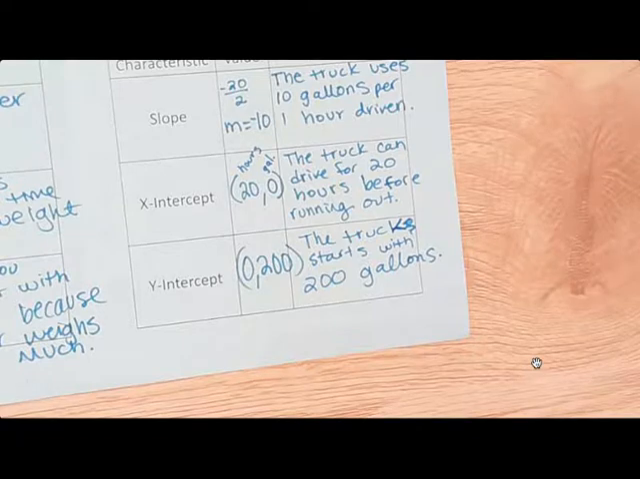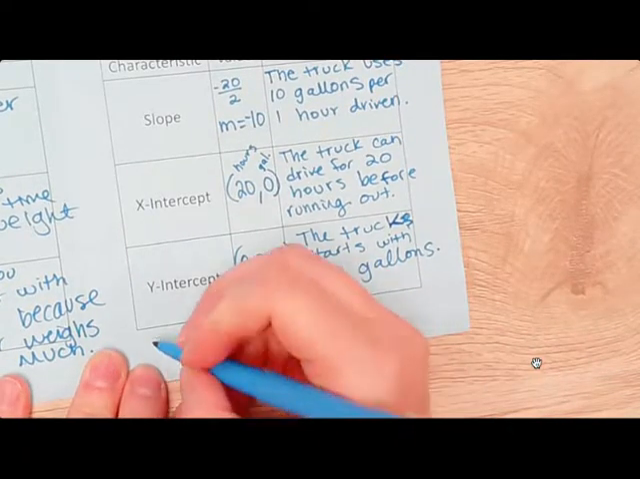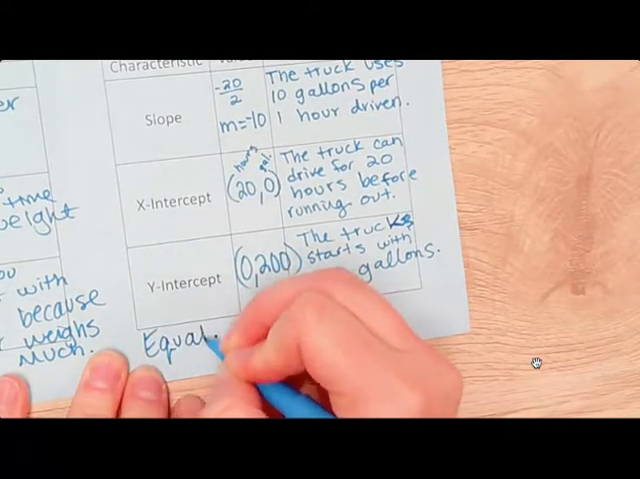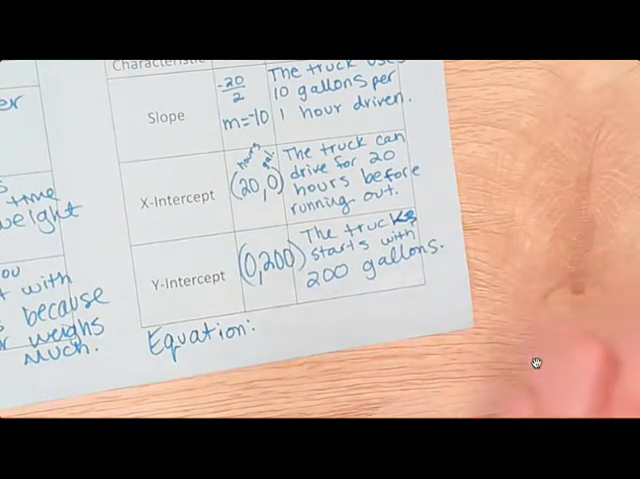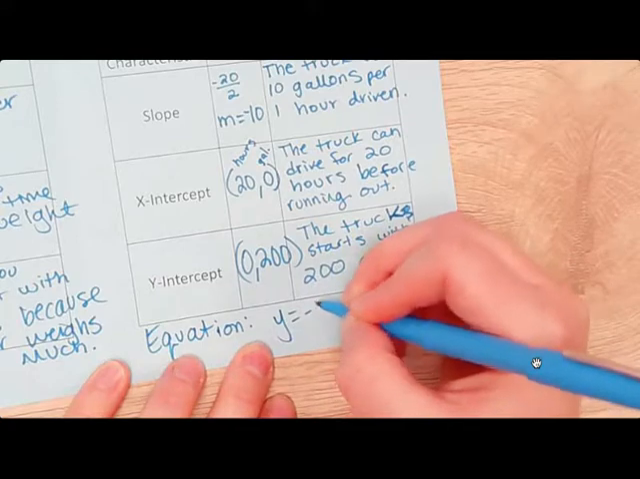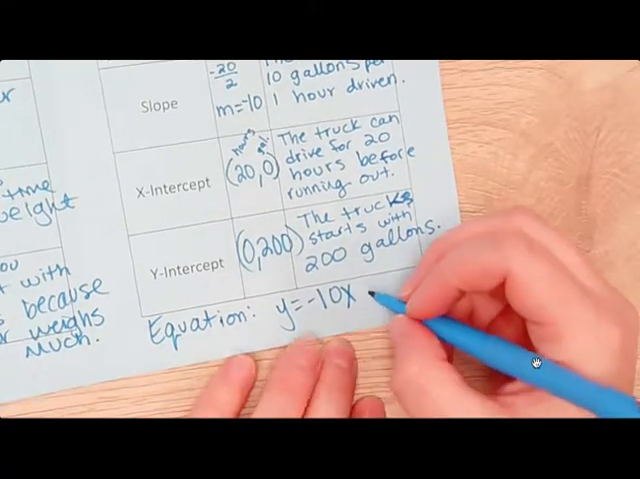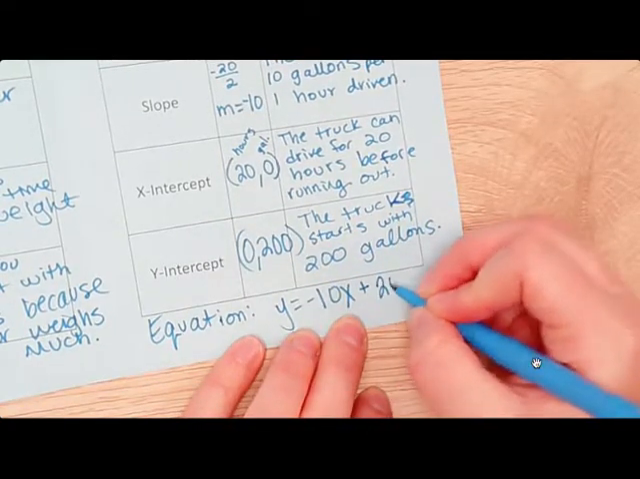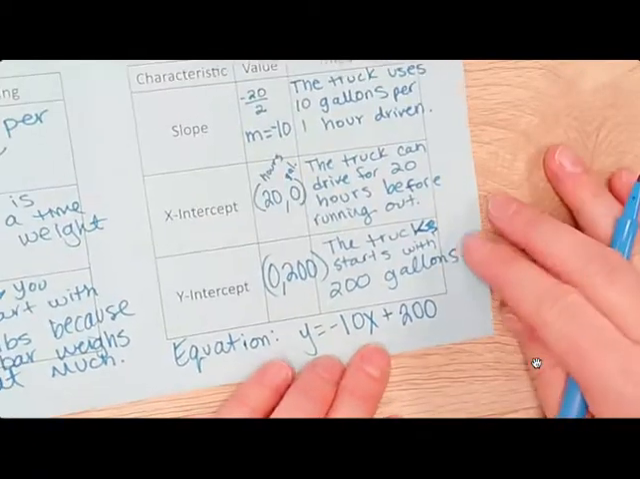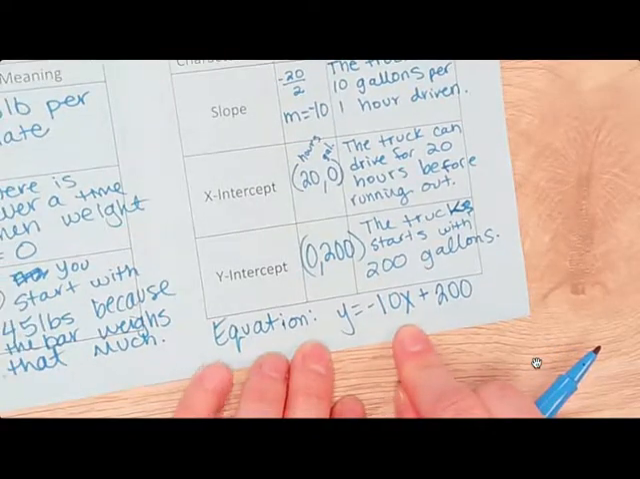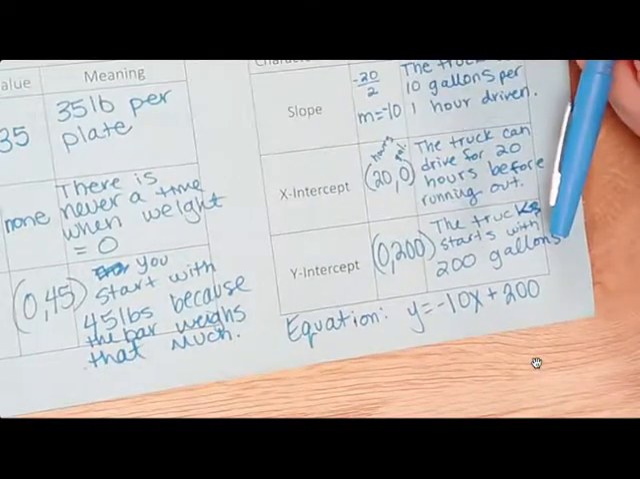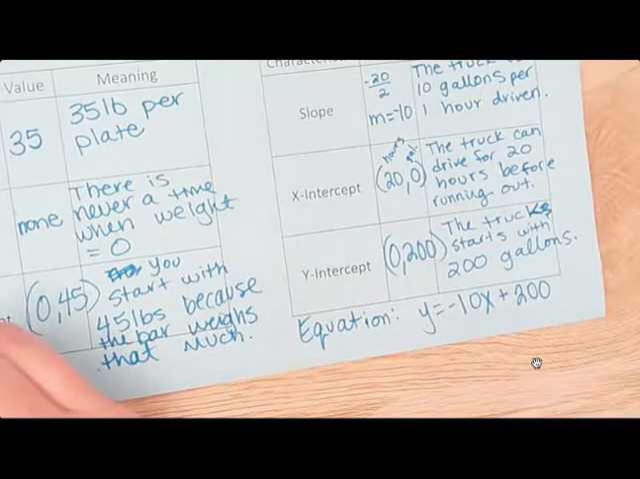And so let's write our equation for driving this truck. It's y equals mx plus b. So y equals negative 10x, because that's your slope, plus 200. 200 is your starting amount. And it's negative 10 because you're going down. It's being used.